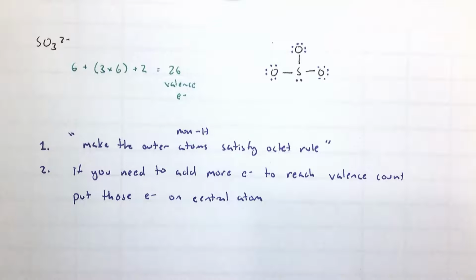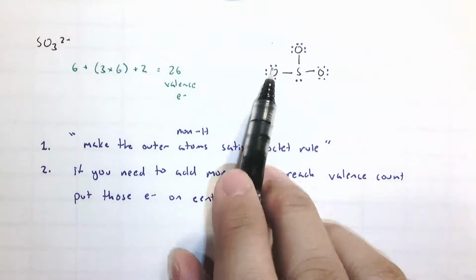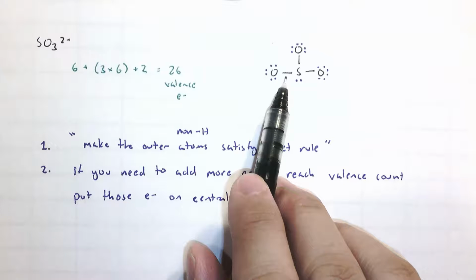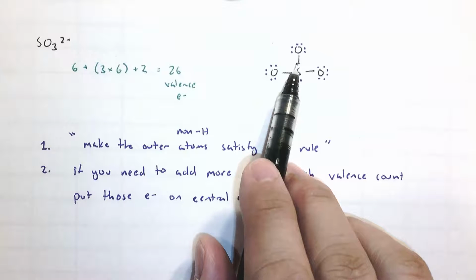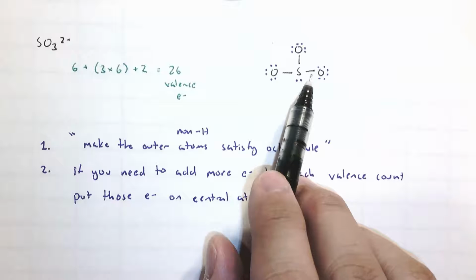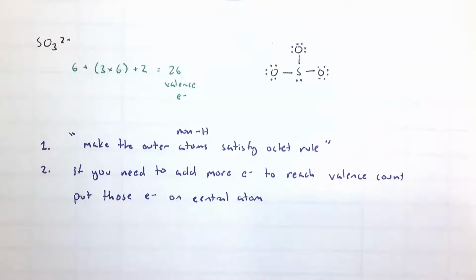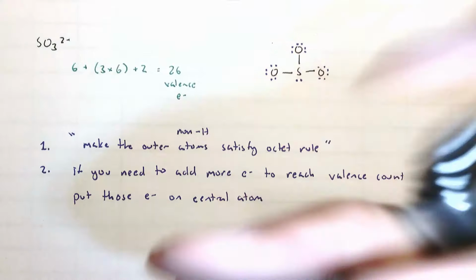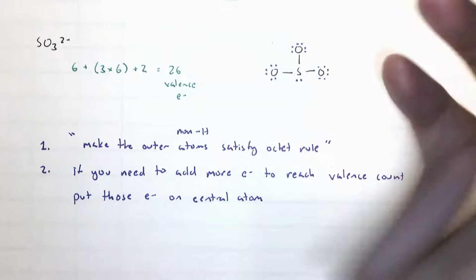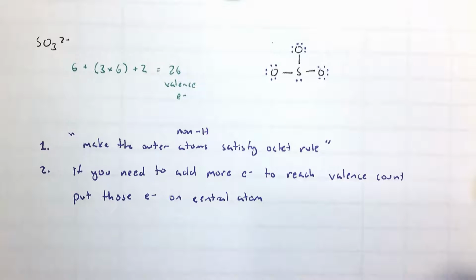Okie dokie. Double check that we have 26. So we have 2, 4, 6, 8. 8 plus 8 is 16. 16 plus another 8 is 24. And then 25, 26. Now here comes the kind of tricky part. For some of these polyatomic ions, depending on the textbook or depending on the source that you check your answers with, there could be more than one answer.